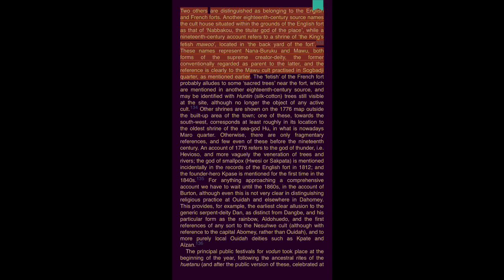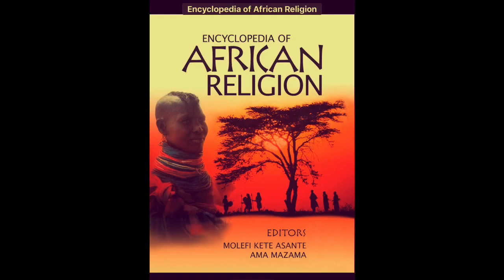These names represent Nana Buruku and Mawu, both forms of the supreme creator deity, the former conventionally regarded as parent to the latter, and the reference is clear to the Mawu cult practice in Sabaji quarter as mentioned earlier. Alright, I had to stop in that book because it spoke about one of the deities created from the minds of the Africans in Whydah, aka the Kingdom of Judah. And they spoke about an individual named Nana Buruku.